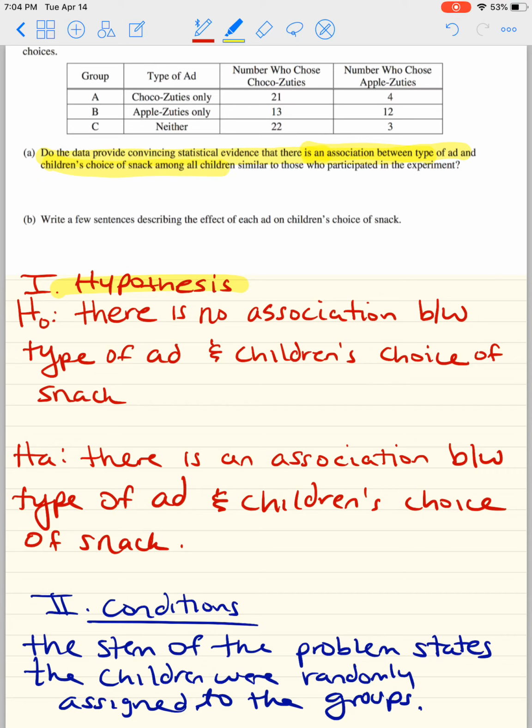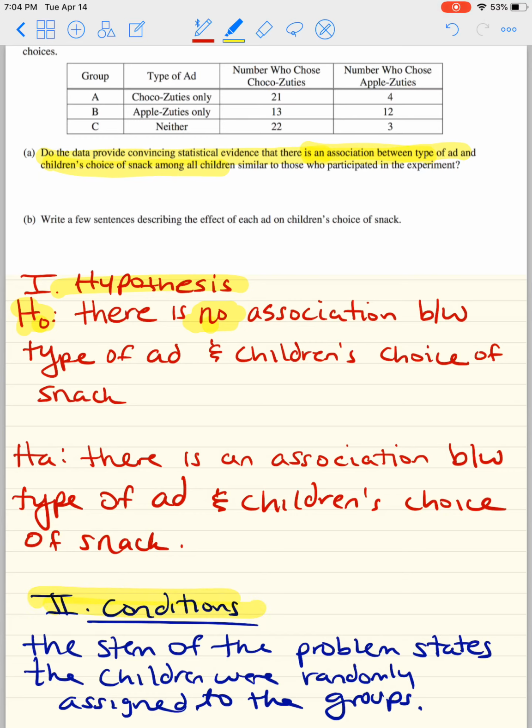Okay. Remember, this is your null hypothesis. Your null is there is no association between the type of ad and children's choice of snack. HA is there is an association between the type of ad and children's choice of snacks. Step 2 is our conditions.